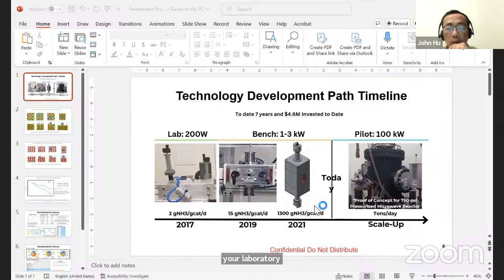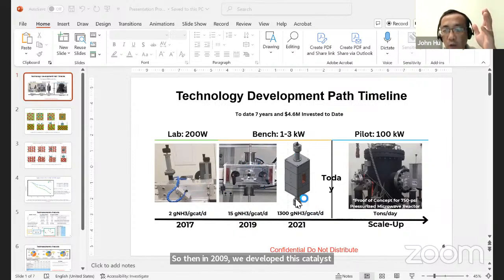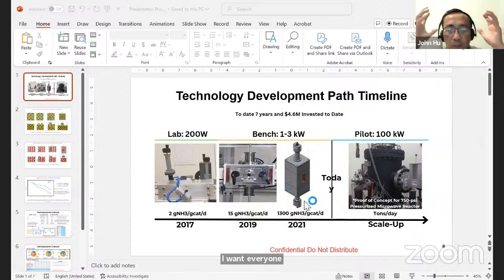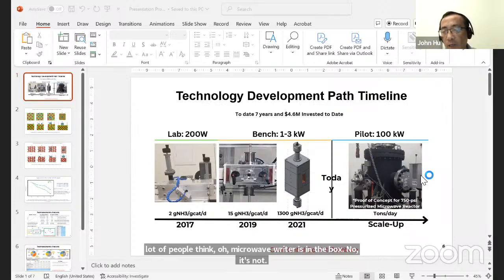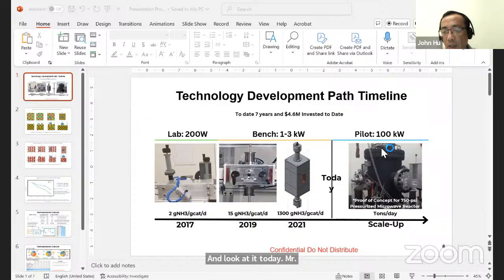Then in 2009 we developed this catalyst, and you can see that it's a tubular reactor. I want everyone to throw away the idea that a microwave is a box, just because you use a microwave oven at home. A lot of people think a microwave reactor is in a box. No, it's not. And look at it today. We scale up the reactor. It's a flange, and it's a high pressure reactor. So it's no different from what they use in industry.